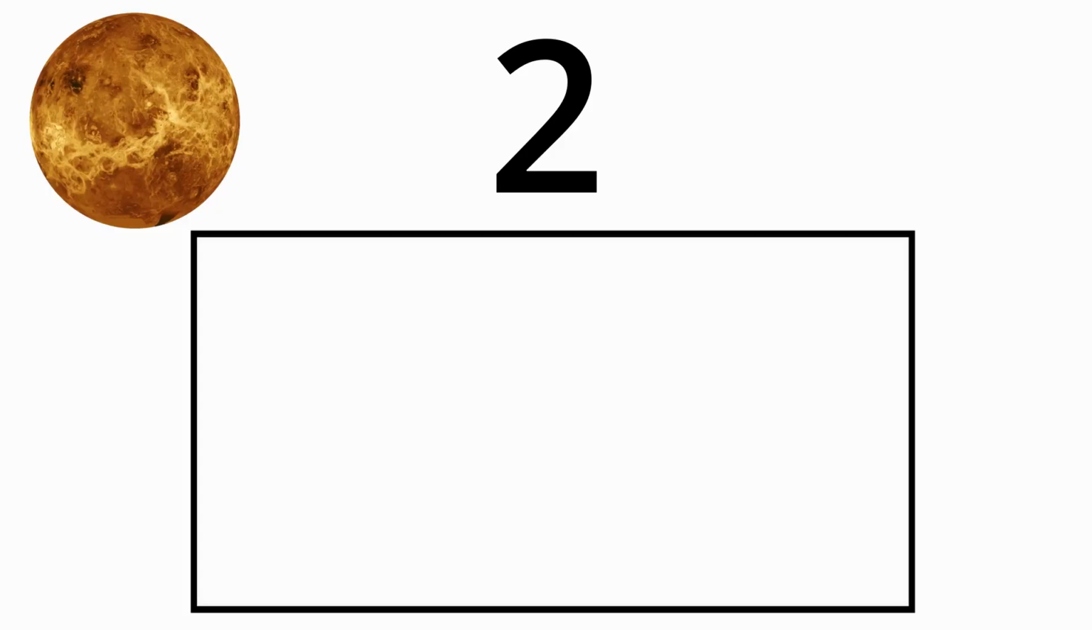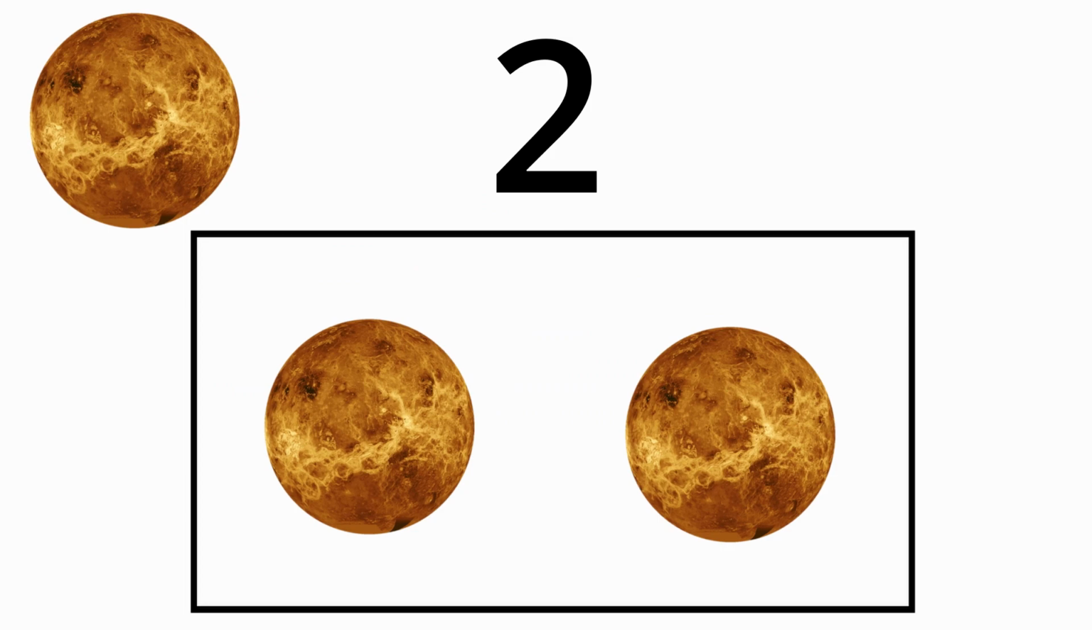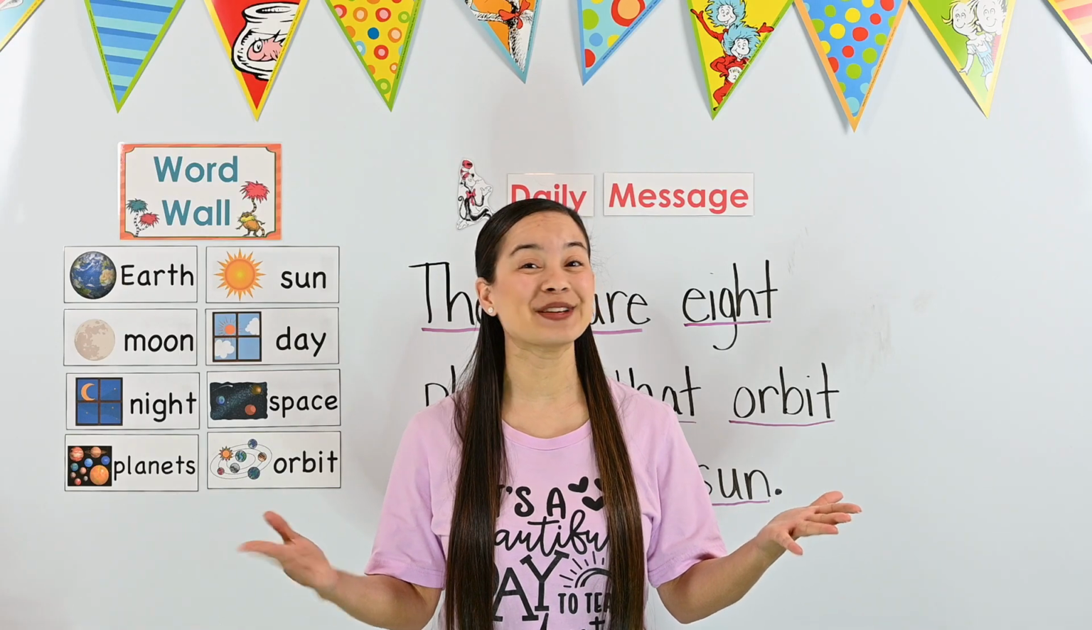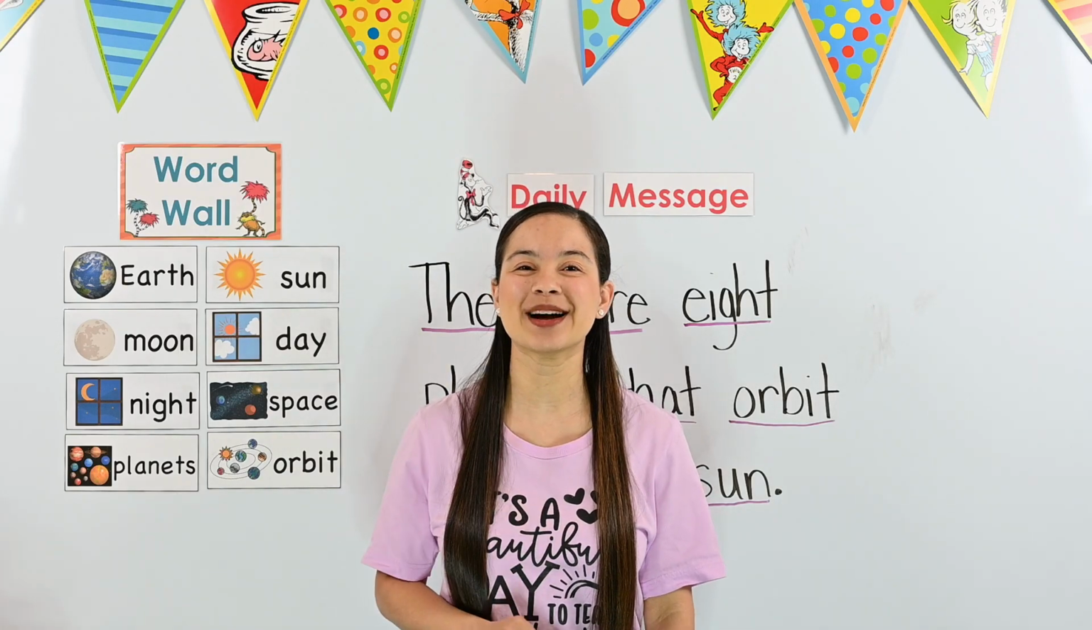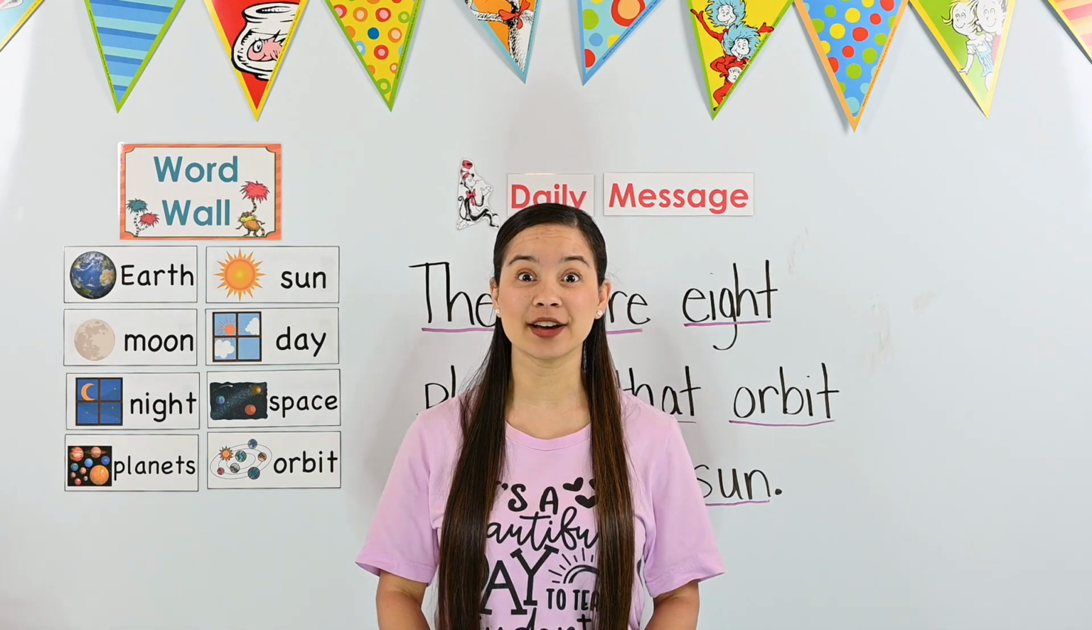This is Venus. Venus is the 2nd planet. So we're going to put 2 Venuses in the box. Ready? 1, 2. Perfect. Awesome work, friends. We put 2 Venus planets in the box because Venus is the 2nd planet. Let's take a look at another planet.